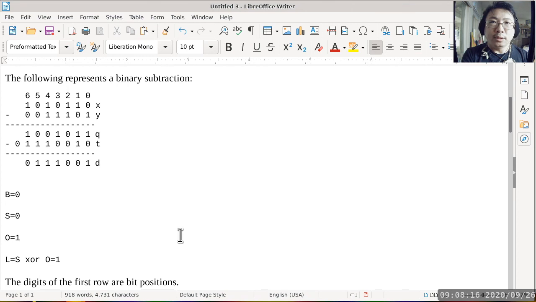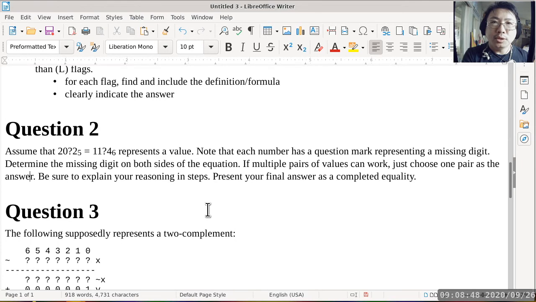So if we choose to interpret x as a signed value, y as a signed value, and d as a signed value, then x is less than y, which makes sense because x has the sign flag being a 1 and y does not have the sign flag being a 1. So that means x is representing a negative value and y is representing a non-negative value. So we can basically say that any negative value is always less than any non-negative value. So the L flag being a 1 does make sense. All right, so let's move on to question number 2.